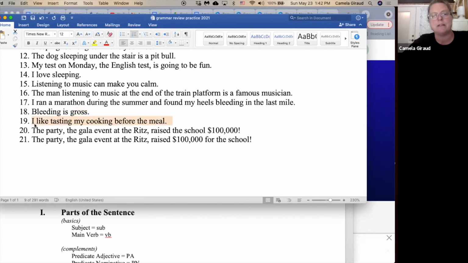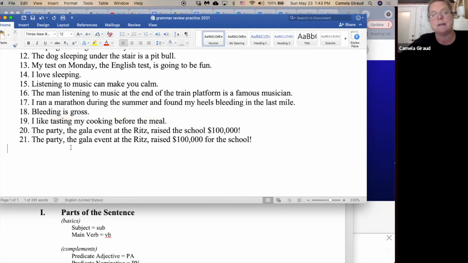I like tasting my cooking before the meal. I is the subject. Like, like tasting. I like tasting. Oh no, let me think about this one. I actually think what's going on here is that this is the verb, and then the thing that I like is this, right? The thing that I like: tasting my cooking before the meal. So tasting my cooking is the thing, it's a gerund. And then before the meal is a prep phrase adverb because it says when you like doing the tasting.